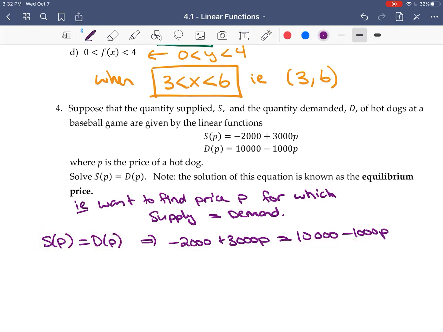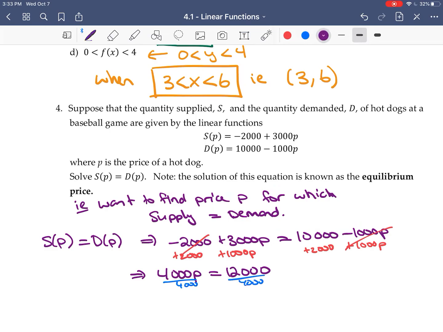And now we just want to solve for P. So I'm going to move the 1,000 P to the left. And I'll also move the 2,000 to the right. So that gives me 4,000 P is equal to 12,000. So now if I divide both sides by 4,000, I get that P is equal to 3.